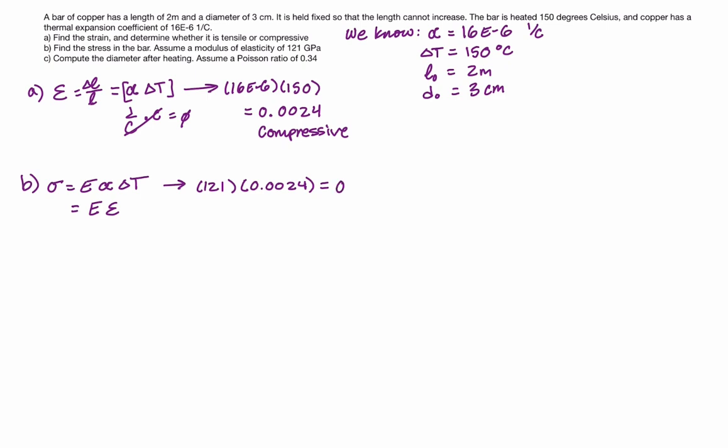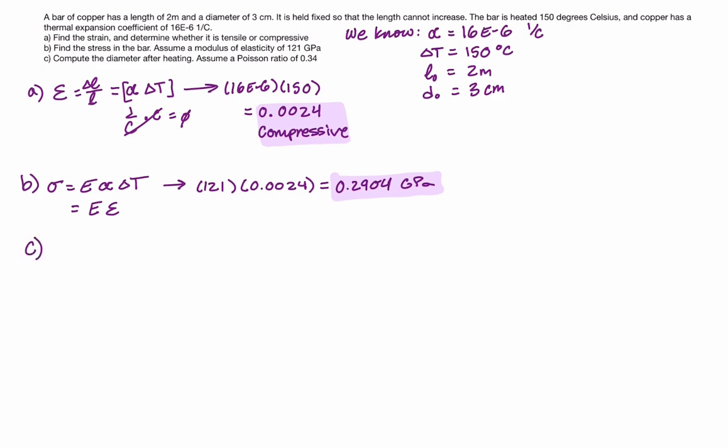I got 0.2904 GPa. And you can change those units if you need to. I'll go ahead and highlight our answers. So again, you can change the units of this if you need it in megapascals or just pascals. I'm going to leave it in gigapascals just because that's what we found it in.